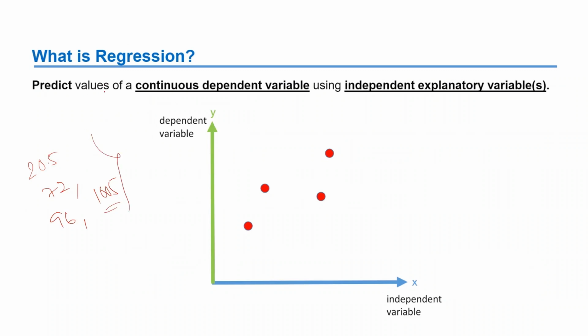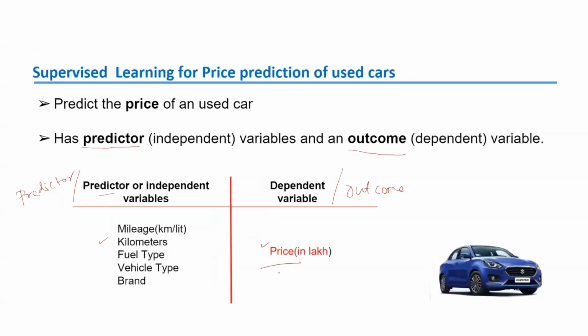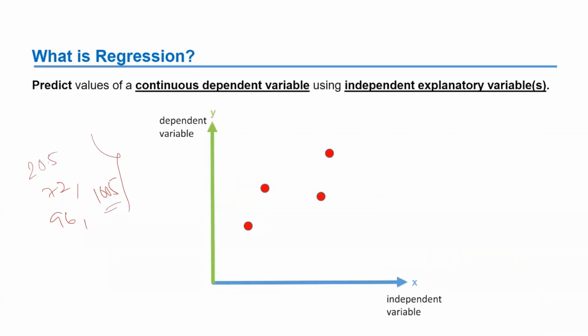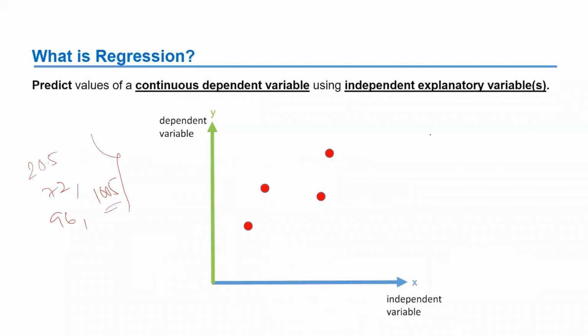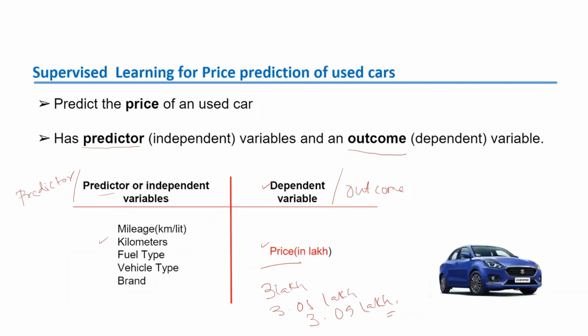So regression predicts the values of a continuous dependent variable. In the previous case, we have price. We all know that the price can be, say, 3 lakh, or it can be 3.05 lakh, or 3.09 lakh. So this is a continuous dependent variable. Why continuous? Because you have values like 20.5 and 72 or 3 lakh, and it does not have any range. A car price can be from any value to any value, right? And it is dependent because we are predicting the outcome. The outcome is always called a dependent variable, and we use independent explanatory variables. Why is it called explanatory? Because we are able to explain that particular car.